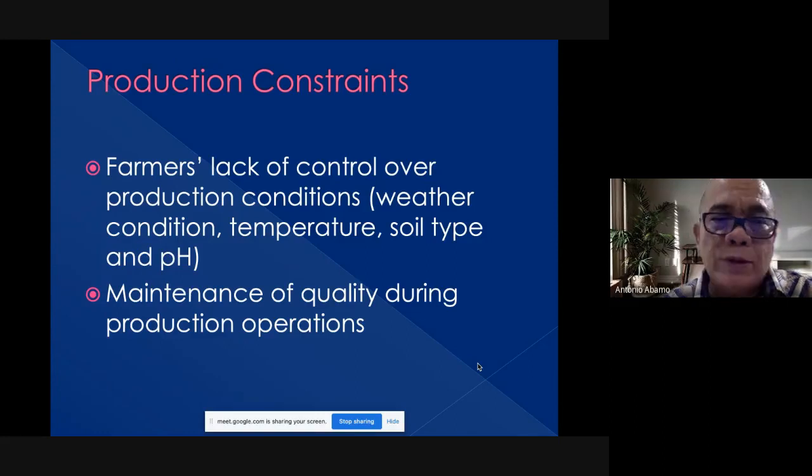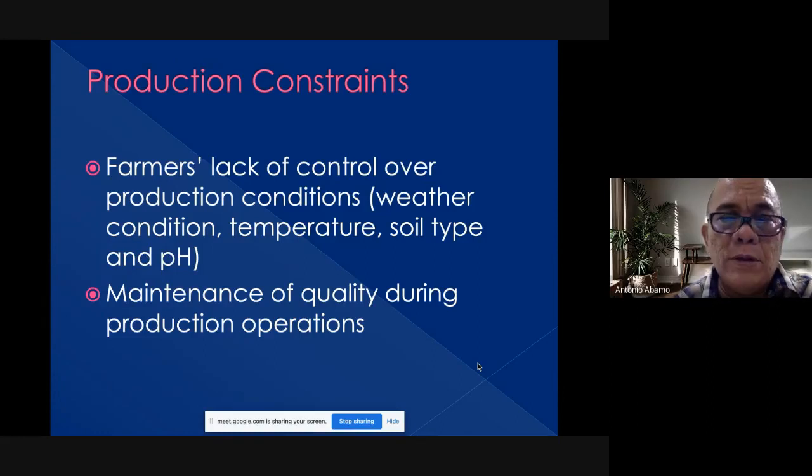Soil type is very important also. Maintenance of quality during the production operation, of course, with proper care and management. What they are doing now is towards what we call a safe agriculture practice. Safe agriculture practice means judicious use of chemicals, not necessarily organic, but a safe use of chemicals and fertilizer. Otherwise, if you sell and spray, your customer may get poisoned and will no longer buy from you, no? So that is one production constraint which we can amply control. We can control it on our end, no?